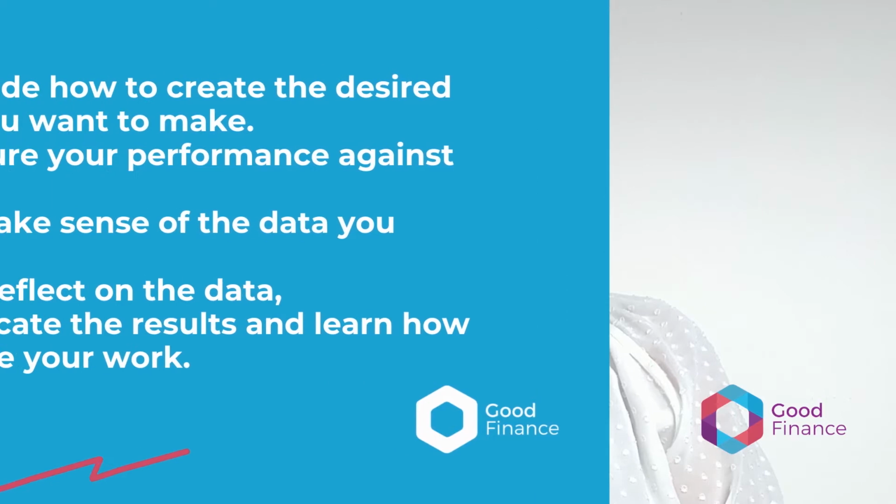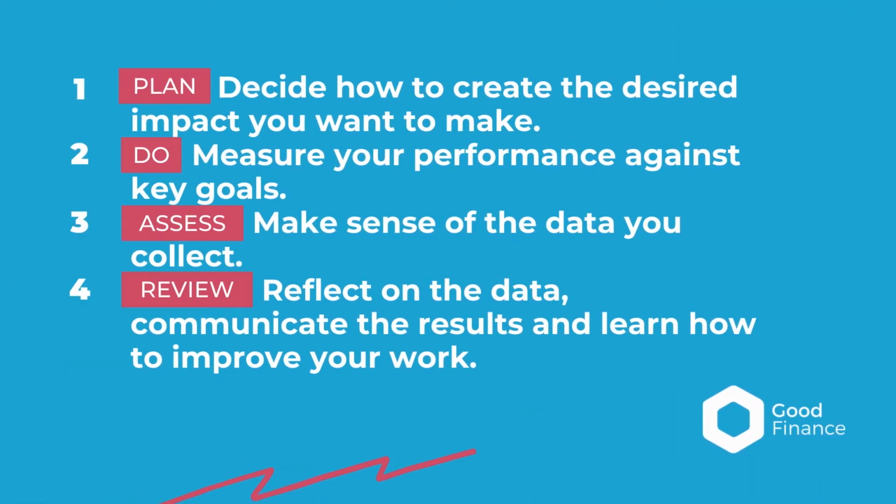For any organisation looking to start or improve upon its impact practice, there are 4 key steps to take. Number 1, plan. This is about planning the desired impact that you want to have and how you're going to measure that impact. Number 2, do. This is about measuring the impact that you're trying to make and measuring that performance against your key goals.